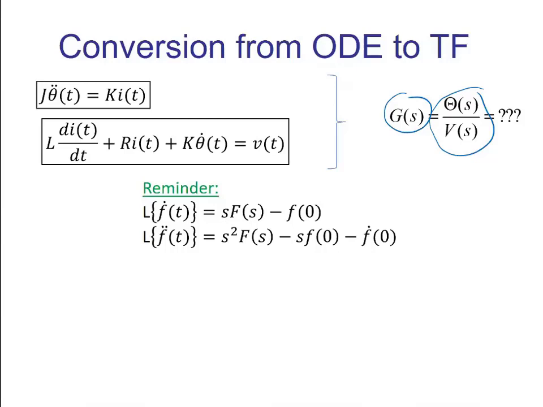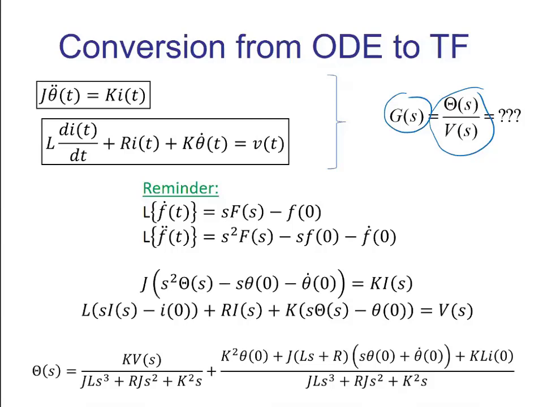If I'm taking the Laplace transform of the first equation, first of all I put J times the second derivative of that variable. It's this one here: s squared times theta of s, minus s times theta at zero, minus theta dot at zero. Right, this is how it goes.